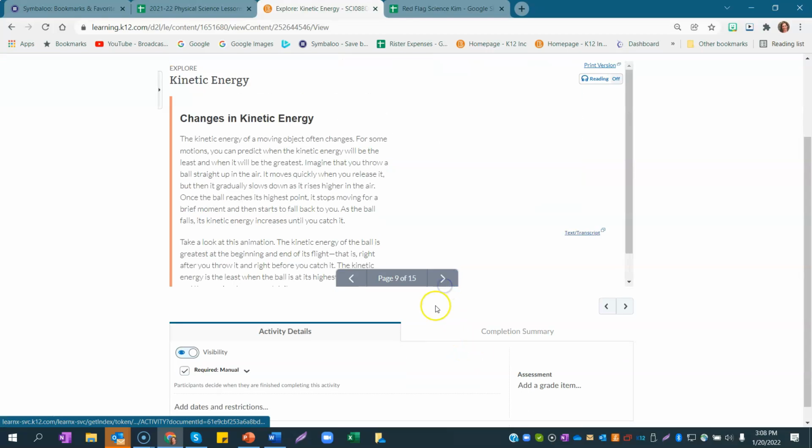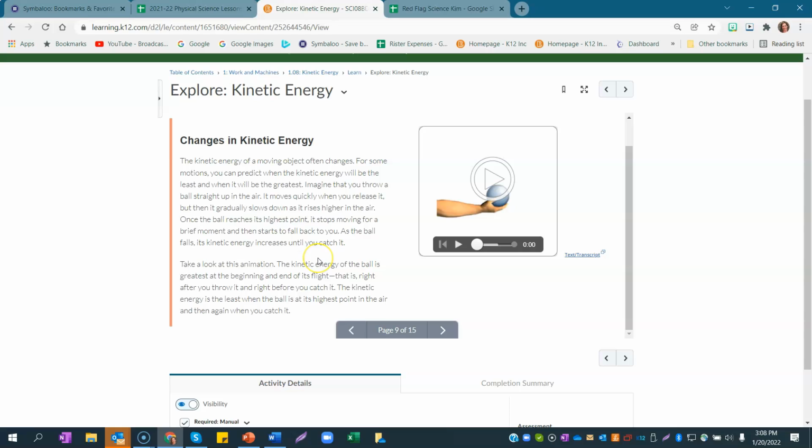Okay, so we're going on to the next one, changes in kinetic energy. The kinetic energy of a moving object often changes. For some motions, you can predict when the kinetic energy will be least and when it will be the greatest. Imagine that you throw a ball straight up in the air. It moves quickly when you release it, but then it gradually slows down as it rises higher in the air. Once the ball reaches its highest point, it stops moving for a brief moment and then starts to fall back to you. As the ball falls, its kinetic energy increases until you catch it.